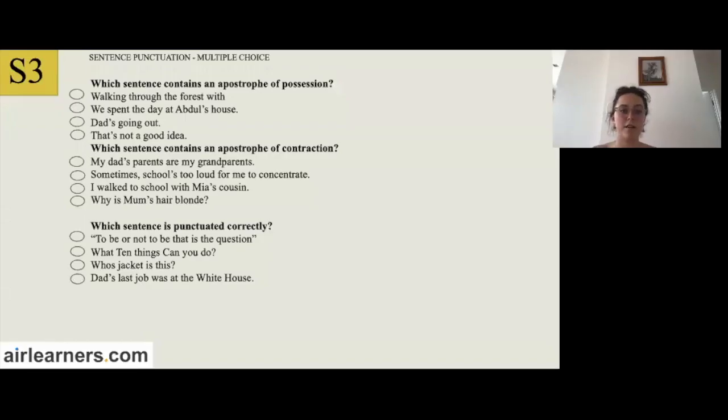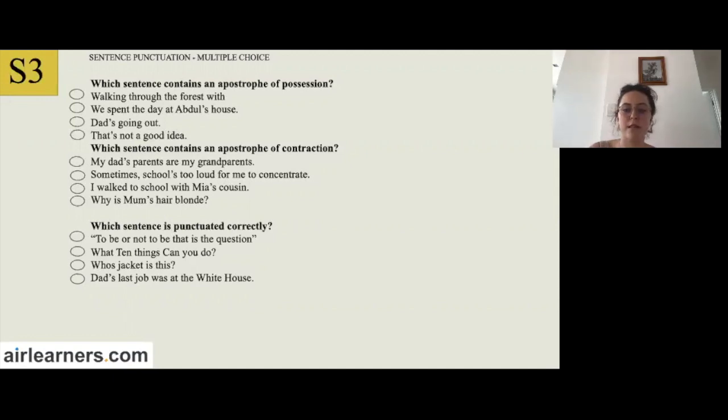Sentence punctuation, these are again multiple choice questions. Which sentence contains an apostrophe of possession? Now, instead of reading the answers to you, I'm going to recommend that you read them in your head. It's really, really good practice to get into. But I'll read out the next two questions. Which sentence contains an apostrophe of contraction? And which sentence is punctuated correctly? My next suggestion will be to have a go at these questions before I move on to the answer slide. Have a go now, and then I'll explain what an apostrophe of possession is and the answers.